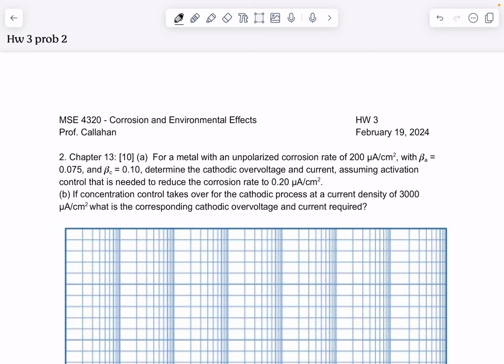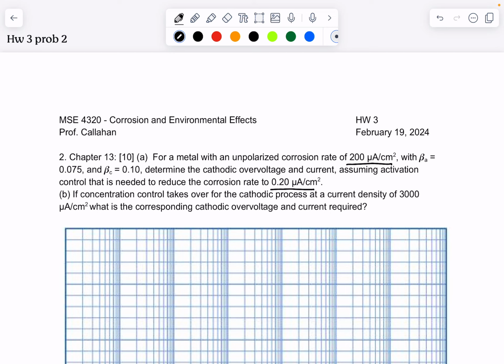This homework problem is focused on, it's asking us how much current and how much potential we need to apply in order to pull down the corrosion rate of a metal from 200 microamps per square centimeter to this reduced rate of 0.20 microamps per square centimeter. And so this helps inform the scale that I'm going to use.